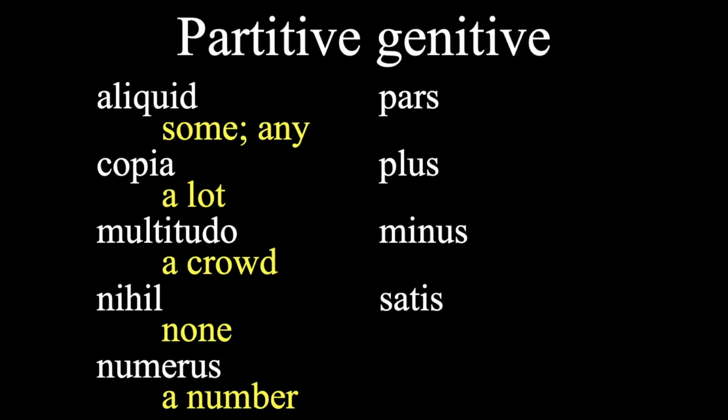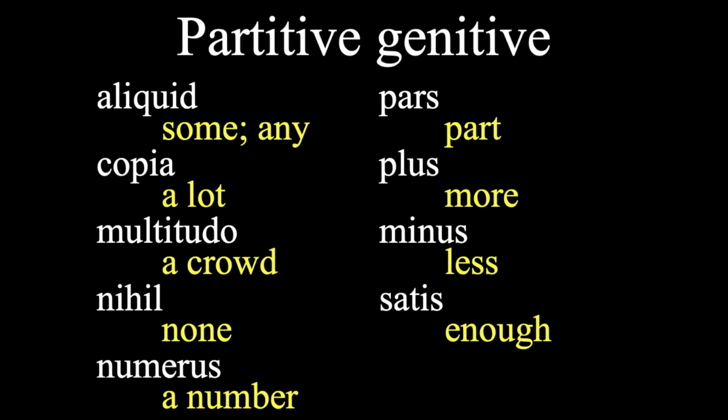Numerus means a number. Pars means part. Plus, pretty obviously, means more, and minus means less. Satis means enough, and we get satisfy or insatiable as derivatives of that. Okay, so let's see some examples of the partitive genitive using these words.